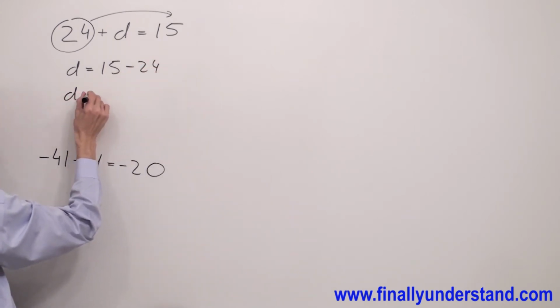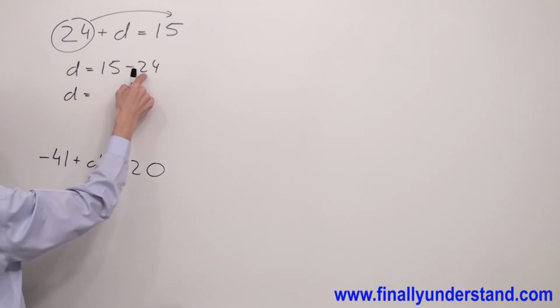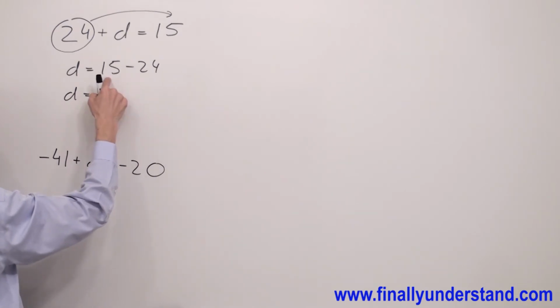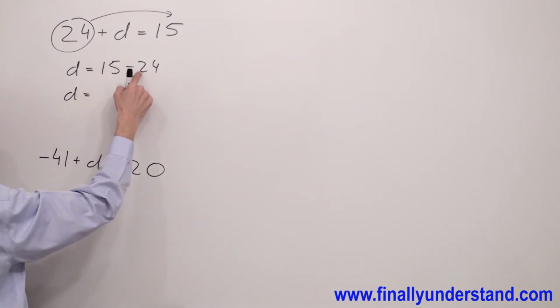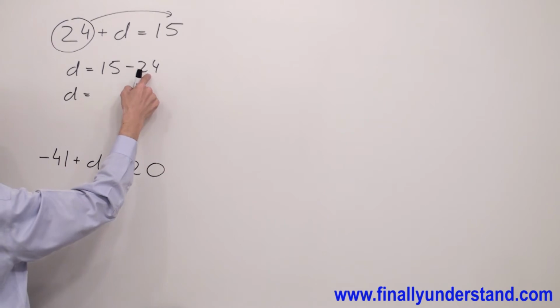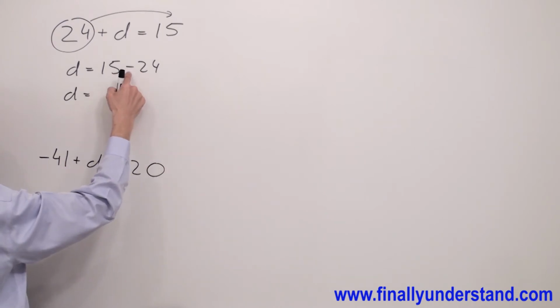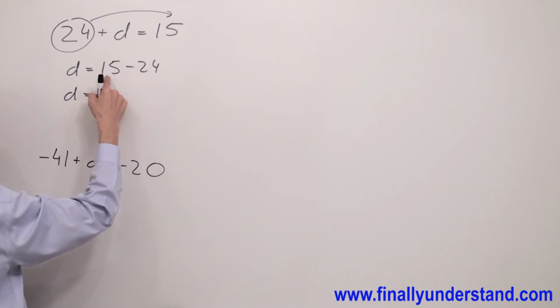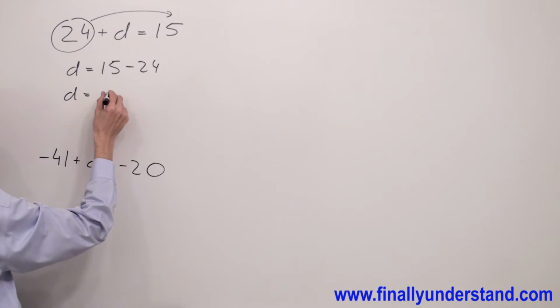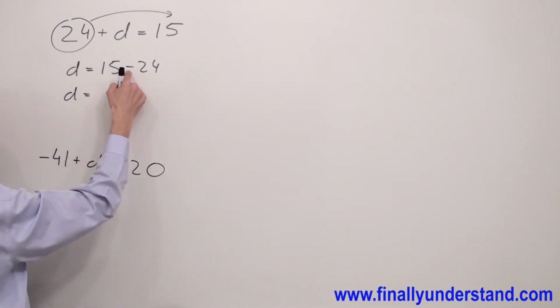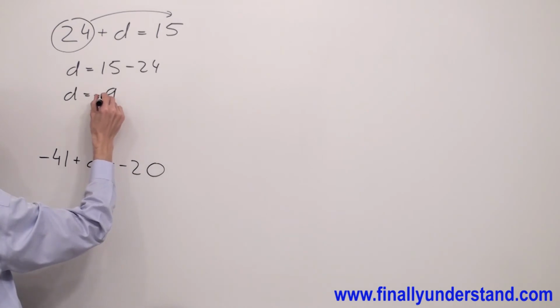So d is going to be equal to, I subtract the bigger number from the smaller number. Anytime you subtract a bigger number from a smaller number, you're supposed to perform the subtraction, which is simply subtracting the smaller number from the bigger number and keeping the sign of the larger number. So I have 24 minus 15 is equal to 9, and I'm supposed to keep the sign which is next to the larger number. That's why I'm going to have negative 9.